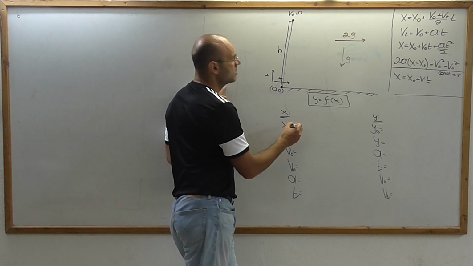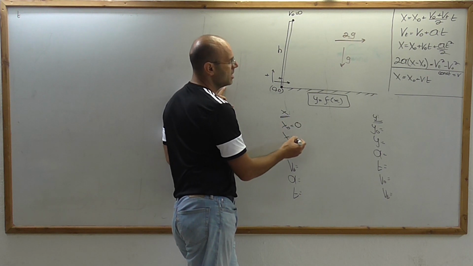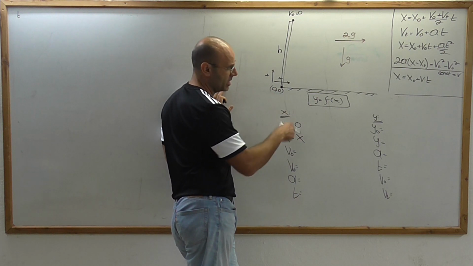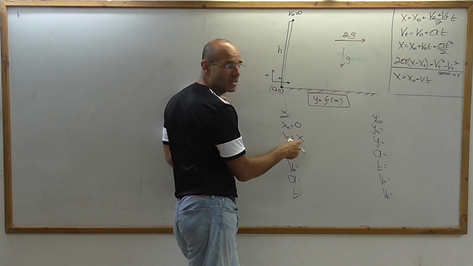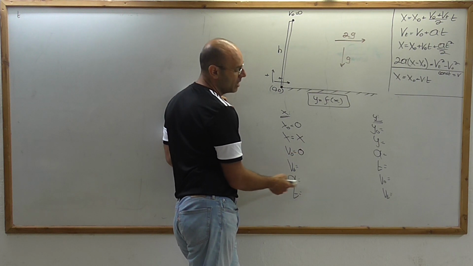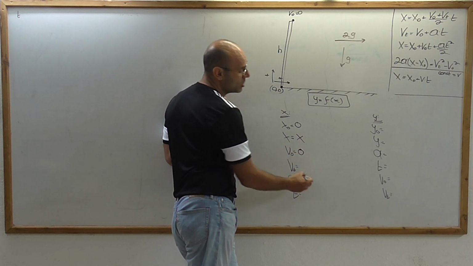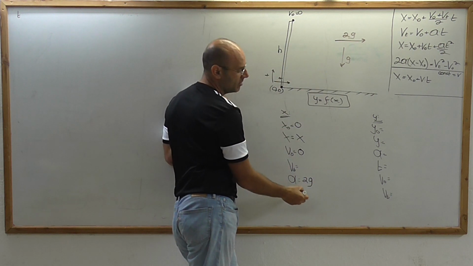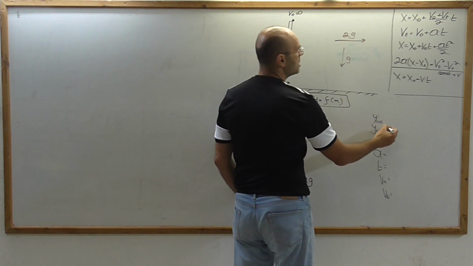Okay, so x0 is 0. X final is x. Remember, when I want to find a function, I leave the x as x. v0 is 0. V final, I don't know. A, I do know. It's 2g, and it's positive because it's in the positive way. T, I don't know. y0 is h.